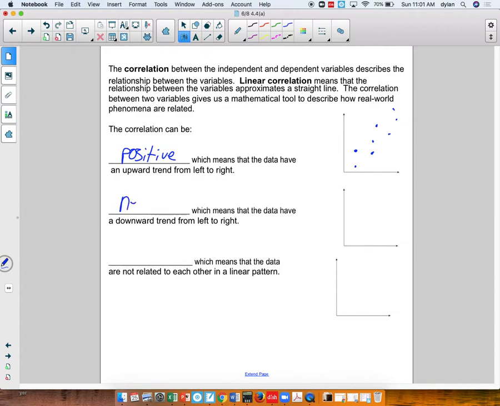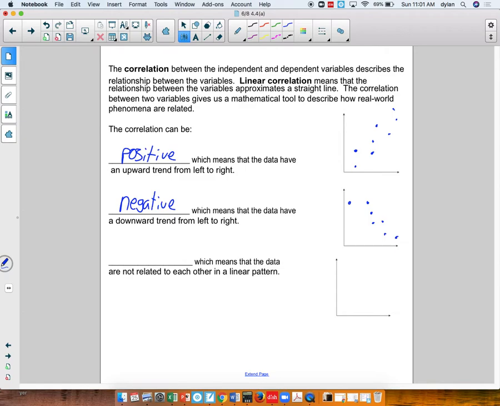Similarly, negatively correlated data shows that you have a downward trend from left to right. So again, you might collect a bunch of data in a data set, and maybe the result kind of looks like that. And you can see that if you drew an imaginary line through that data set, it would have a negative downward slope, meaning it has negative correlation.